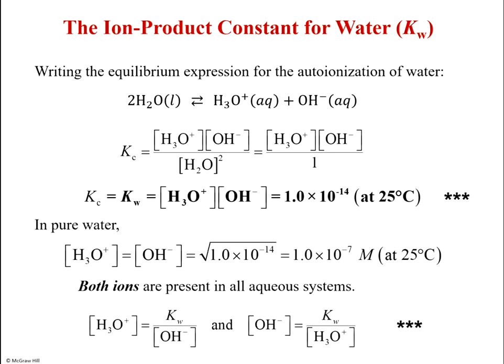So in pure water, since the stoichiometry is 1-to-1, the hydronium or proton concentration is equal to the hydroxide concentration. And since those two are equal and the product is equal to 1 times 10 to the minus 14, they're both equal to the square root of 1 times 10 to the minus 14, or 1.0 times 10 to the minus 7. Both ions are present in all aqueous solutions, such that in any situation, the hydronium concentration is Kw divided by the hydroxide concentration, or simply rearranging, the hydroxide concentration is Kw divided by the hydronium concentration. That is an important relationship which you should remember.